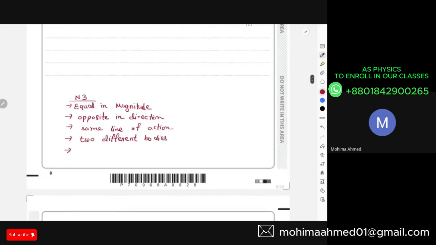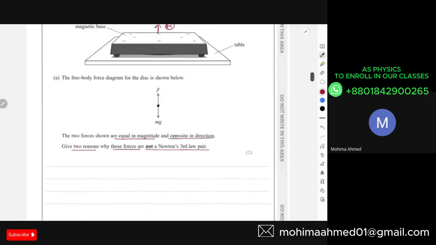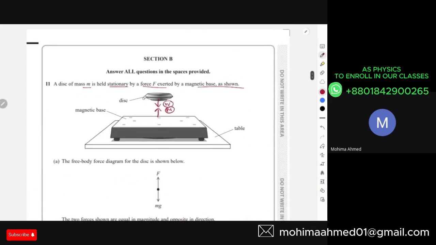And then again, after this, the forces must be of same type, right? Same type forces. Problem is, these two points are not matched for your question 11. The forces are not acting on two different bodies. The magnetic force is also exerted on the disk, and the gravitational force is also exerted on the disk, right? So we're talking about two forces acting on the same object.